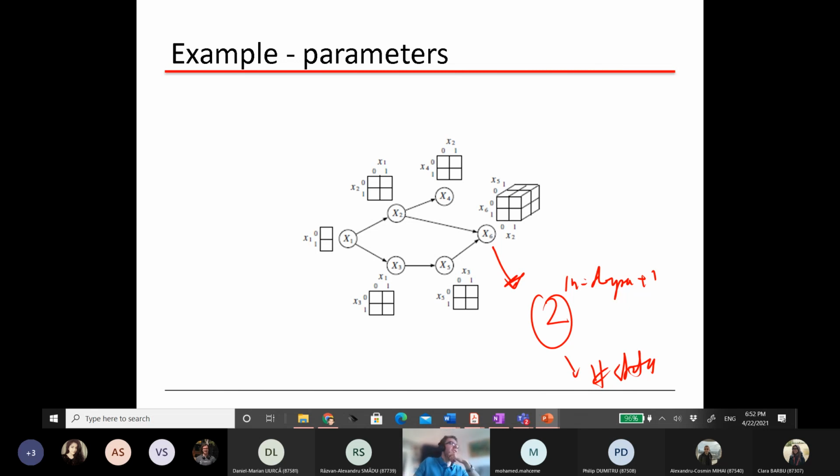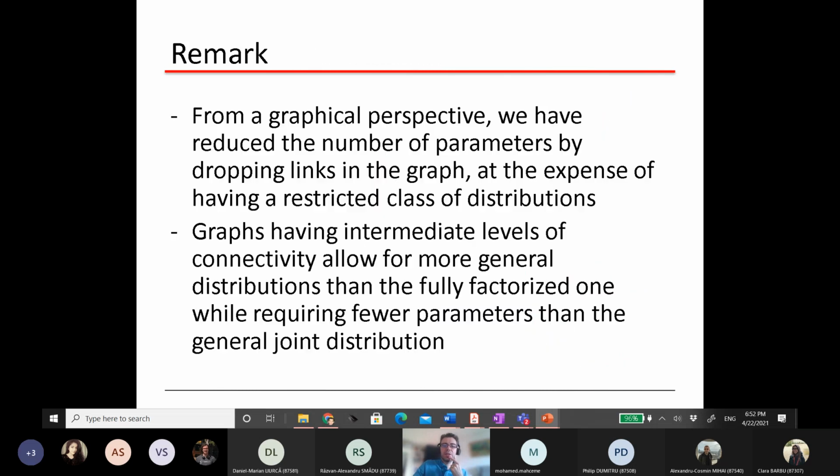Cool. And now maybe some of you say, "Oh, this is not good." It's 2 because we have 2 states. But if the number of states is k, and the in degree, in the worst case, a node could have an in degree of n, it will be k power n. So from a graphical perspective, we can reduce the number of parameters in a graphical model by dropping links in the graph. But if we drop links, we have a simpler class of distributions. If we have no links, we have independent random variables, so maybe we don't have any interesting distribution. What we want is graphs that have an intermediate level of edges, to allow us to express general distributions rather than using a fully connected DAG.